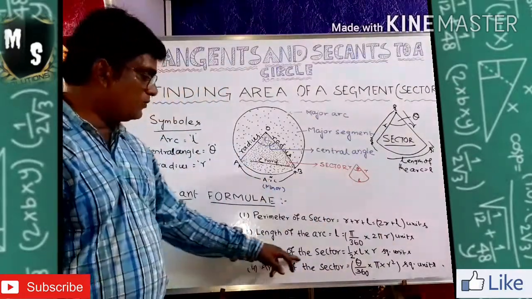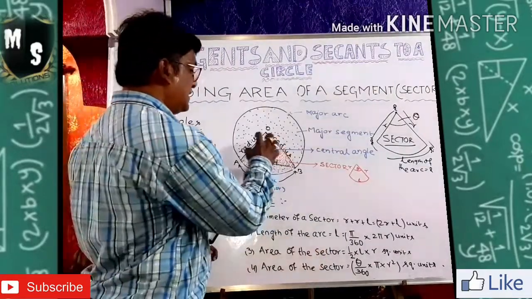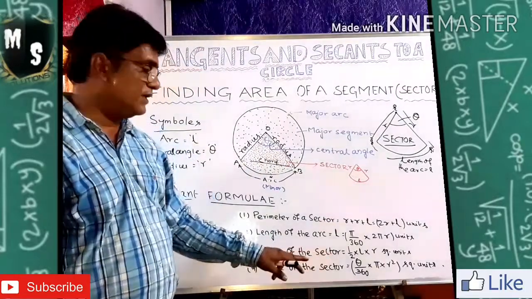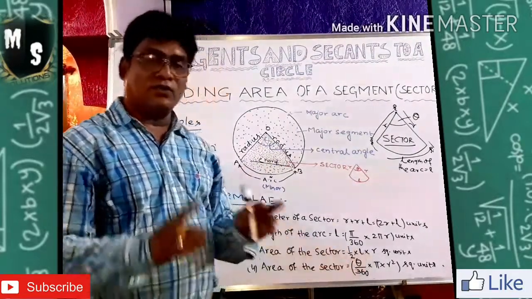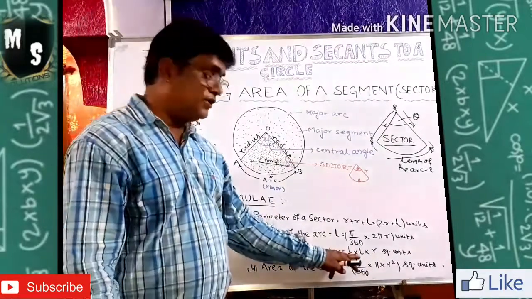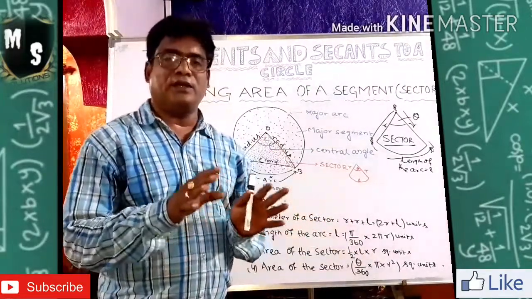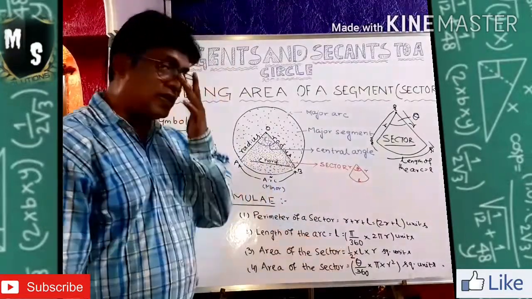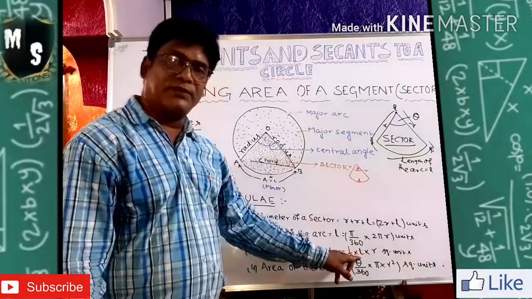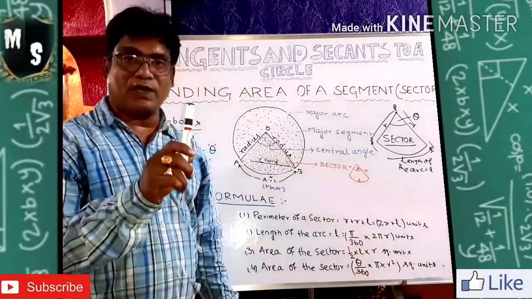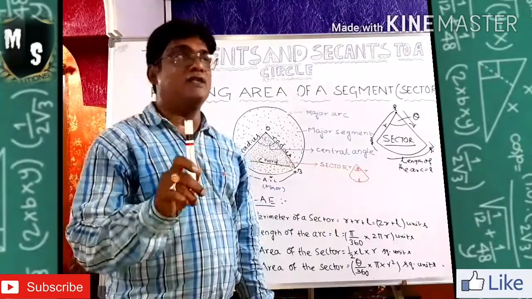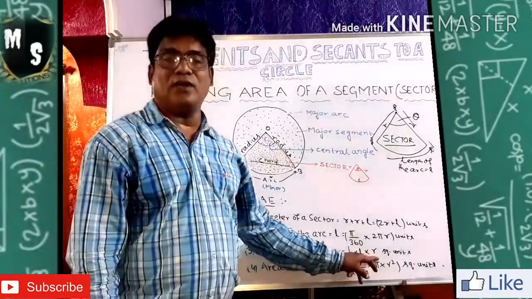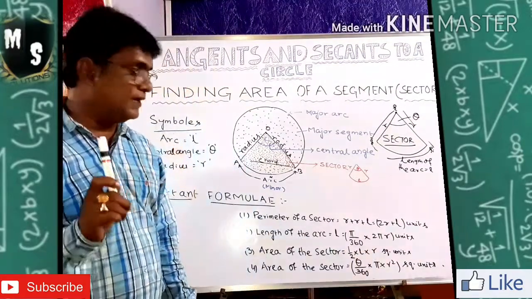Next, the area of the sector. What is the area? The space inside this is called the area of the sector. The area of the sector is half into L into R. This formula is not in your book, but I gave it to you to practice. Why? Because when the area is asked and the length of the arc and the radius are given to you, then the area of the sector will be half into L into R, half LR.